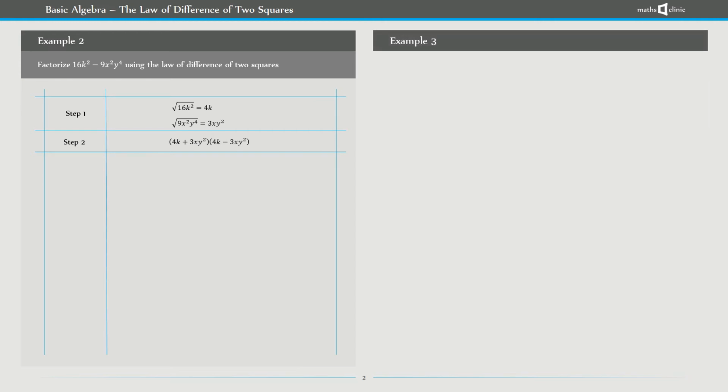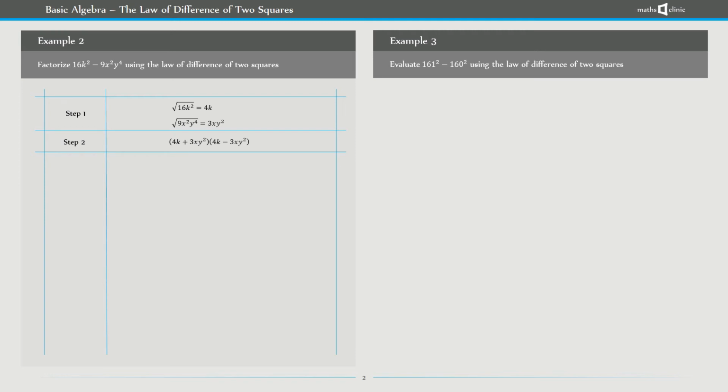Example 3 says evaluate 161 squared minus 160 squared. Now if you have something like this, you can very well go ahead and do 161 times 161. For example, let's say you're in a situation where you don't have a calculator, and you calculate all of that out, then find 160 times 160, work that out as well, and then find the difference.